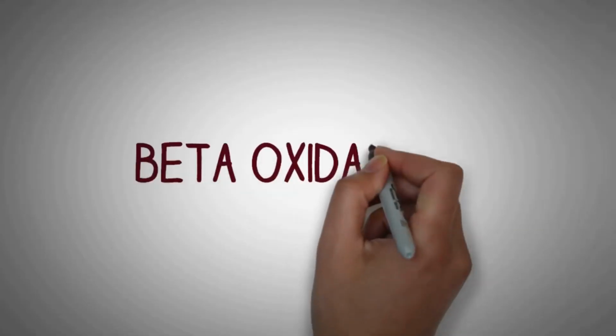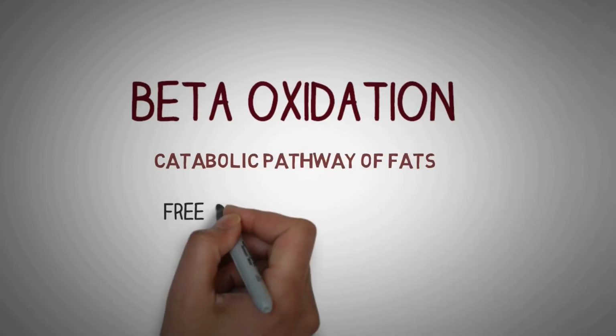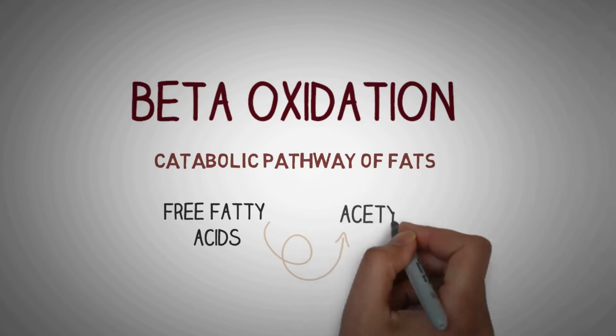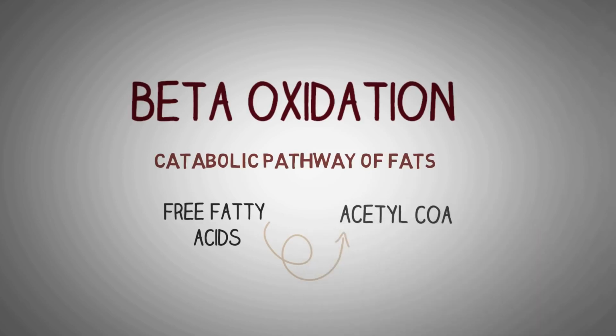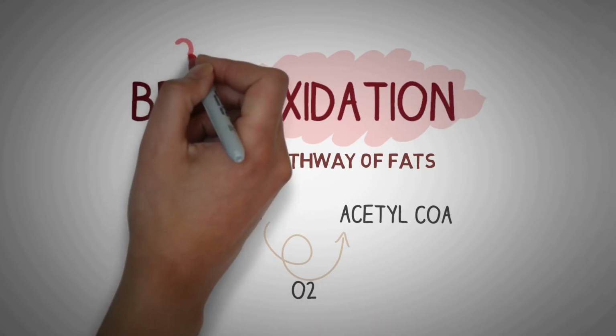In this video, we will study the beta oxidation of fatty acids. Beta oxidation is a catabolic pathway of fats in which free fatty acids are converted to acetyl-CoA. Since this process involves oxygen in one form or another, it is known as oxidation. But why is this process called beta oxidation?